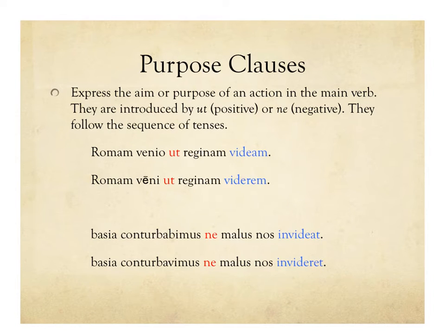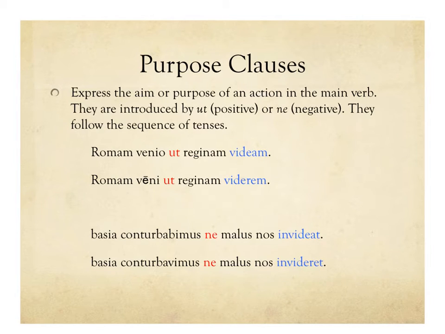First, we'll talk about purpose clauses. So the point of a purpose clause is to show the aim or the purpose of an action in the main verb, right? I am writing a novel in order to become famous. So that's my goal, and that expresses the purpose of my writing a novel.